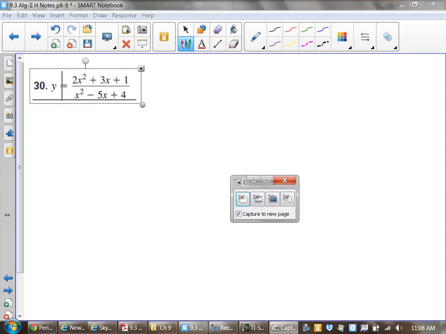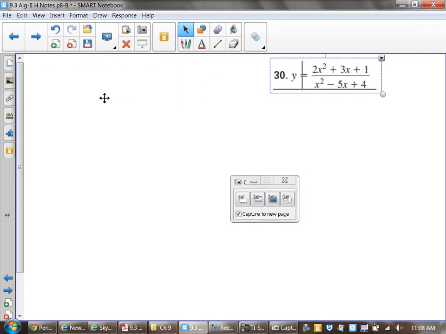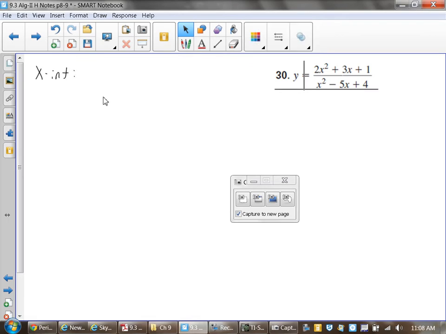In number 30, you have to do a little bit more work. Your x-intercepts, guys, you're going to have to factor by setting that equal to 0. So what times what is 2, and what two numbers add together to get 3? Oh, 2. Factor it by grouping.